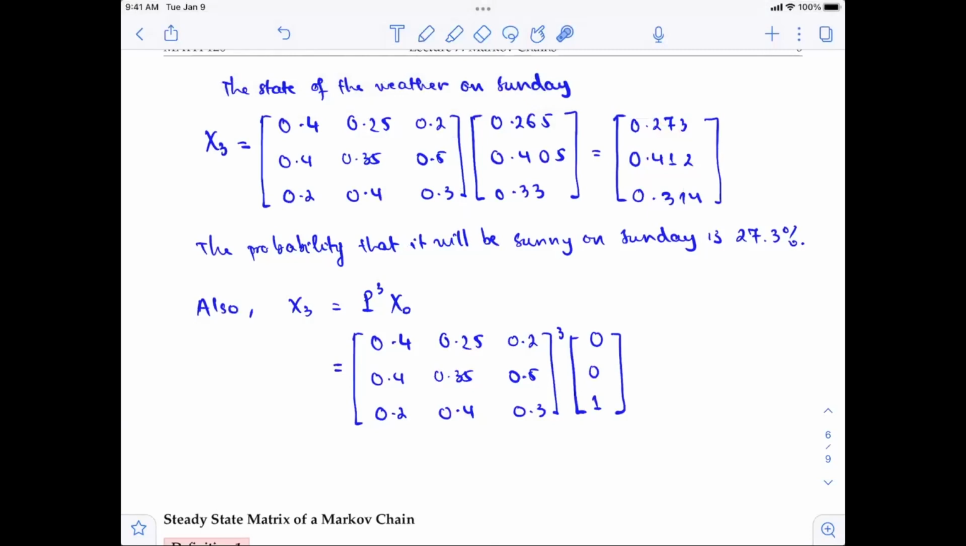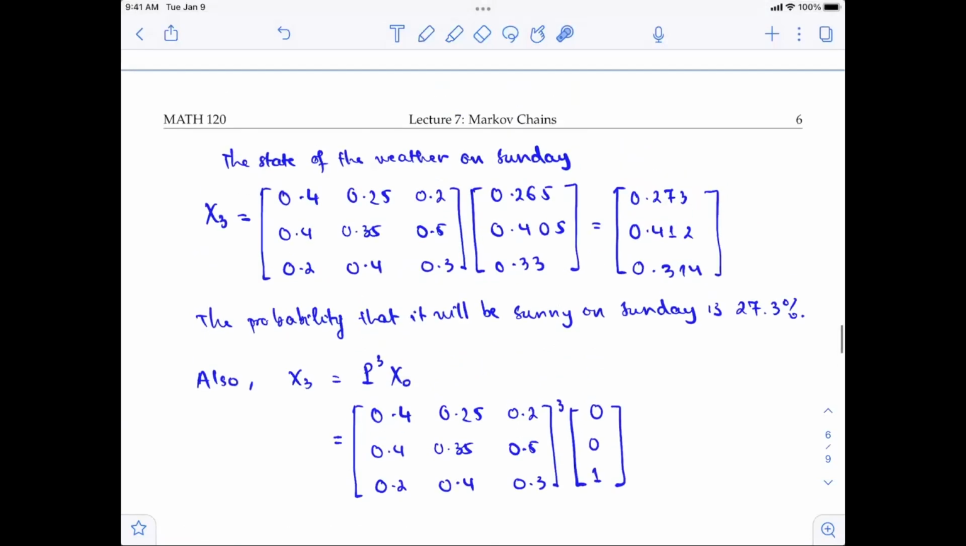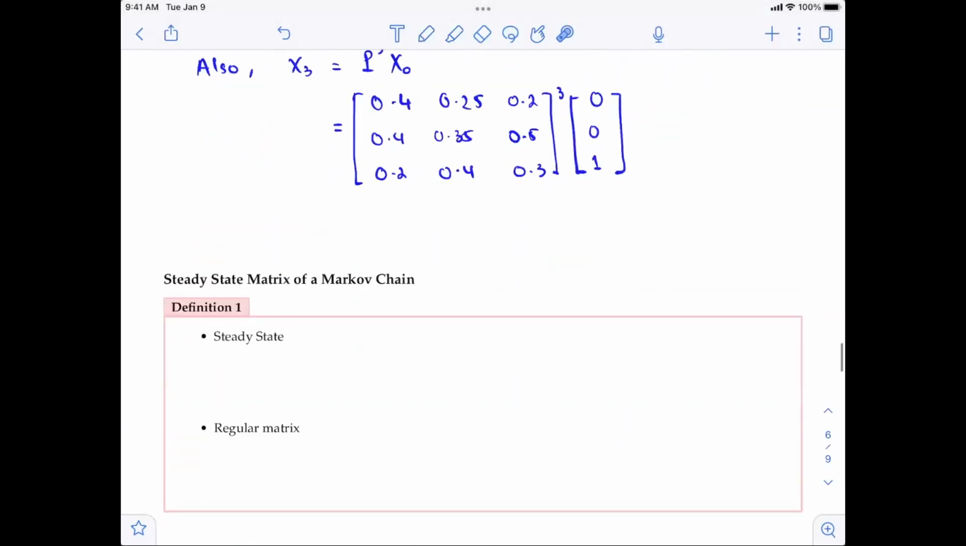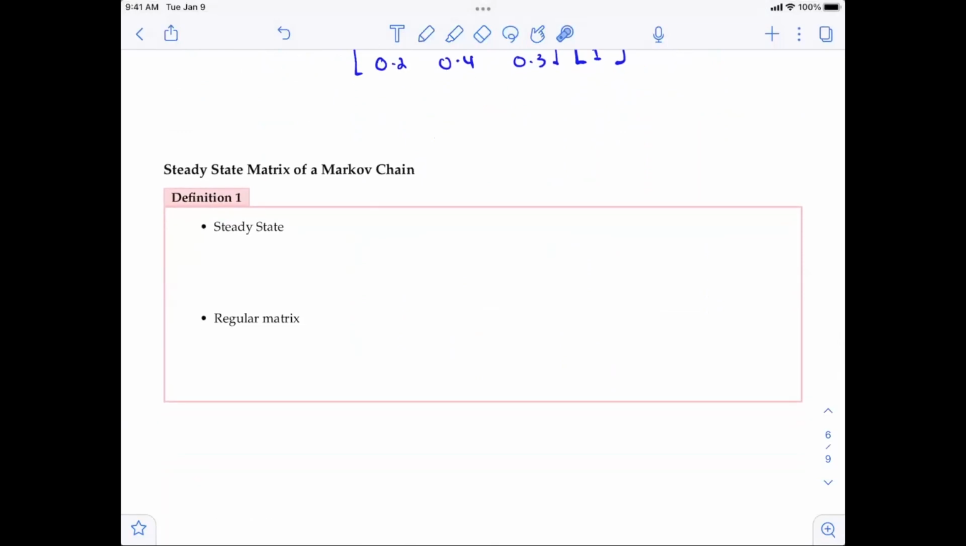Instead, I'm going to do the calculations for one state of the weather at a time. Okay, so that's it for the example for this kind of problem.